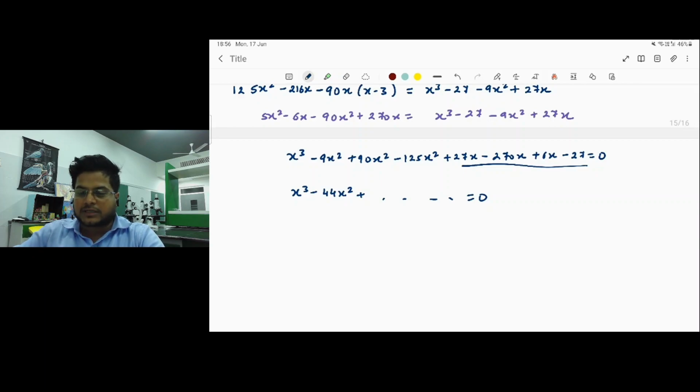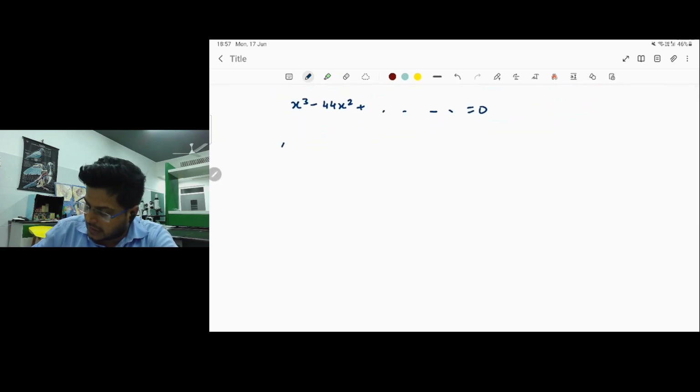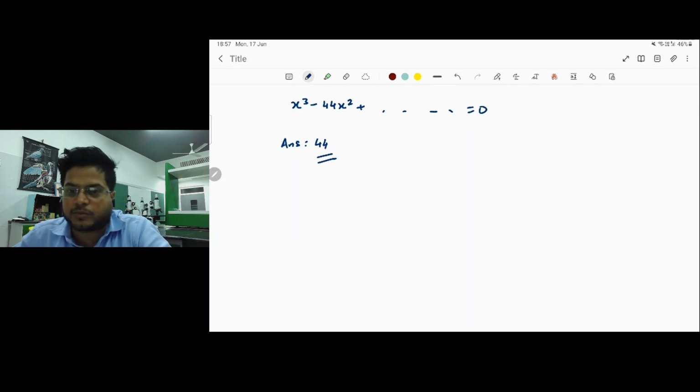And then what are you asking? You are asking me the sum of the roots. So the sum of the roots is nothing but minus b by a. So our answer is going to be how much? Our answer is going to be 44.